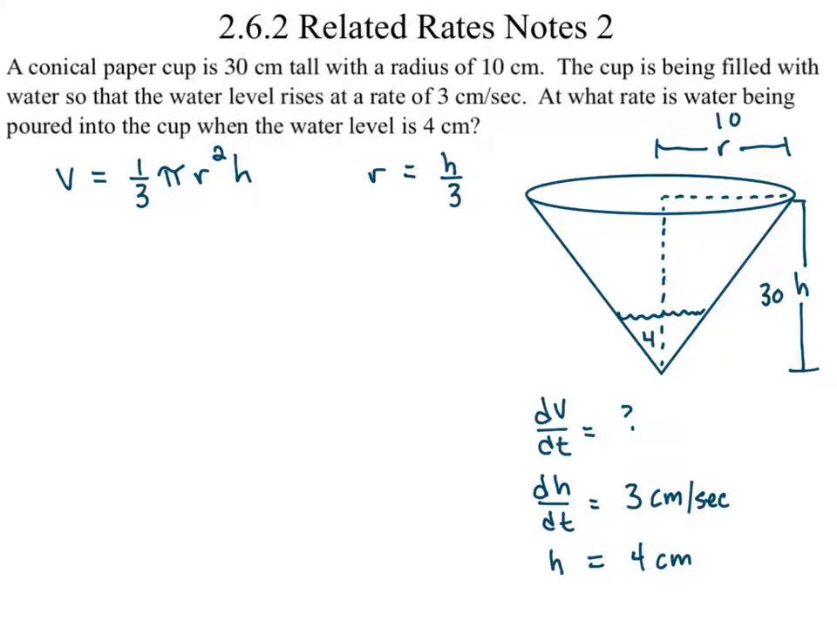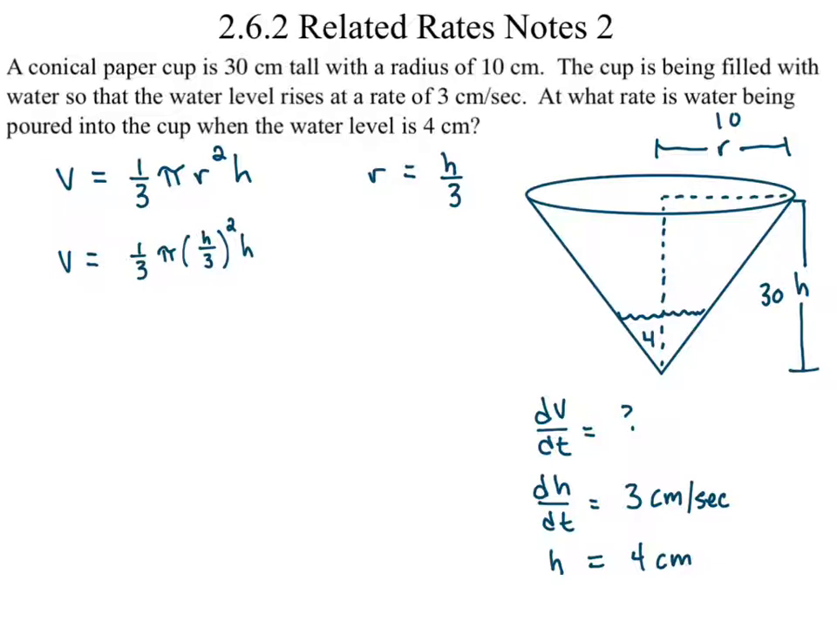So I'm going to use that. I'm going to substitute that in for the r. That way I have an equation with the volume equaling all h's, which is my goal, so I can use my dh/dt and my h. So I'll plug that in: 1/3 pi, and then instead of r, I'm putting h over 3 squared, and then multiply by h. And then we're going to simplify that.